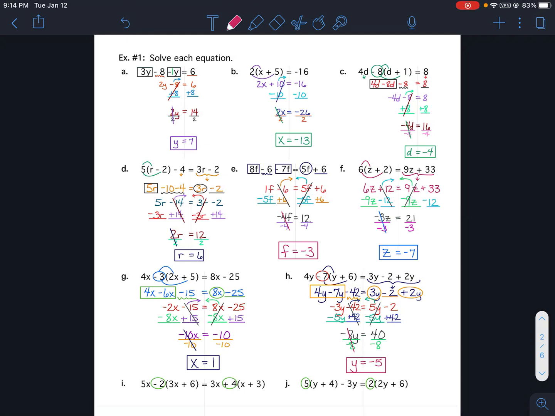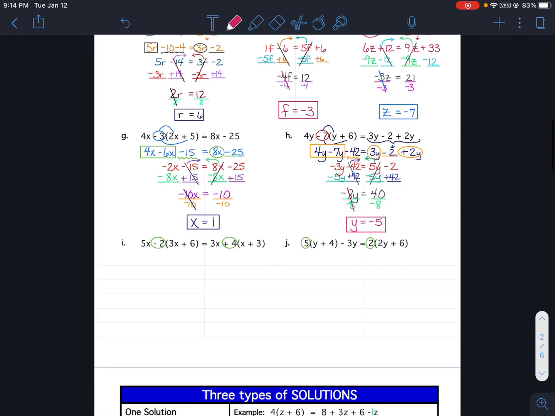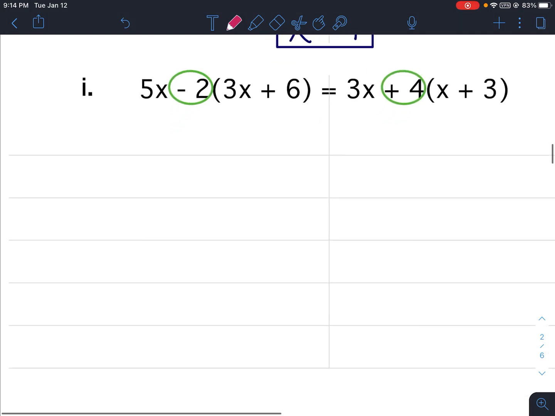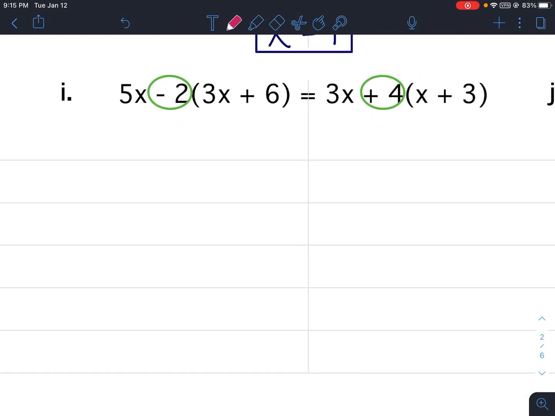Solving multi-step equations, Lesson 8 notes, example number 1, continued. So now we are on question I. Once again, first step is the distributive property. I've got a set of parentheses right here and a set of parentheses right there, so I need to use the distributive property on both sides of the equation.